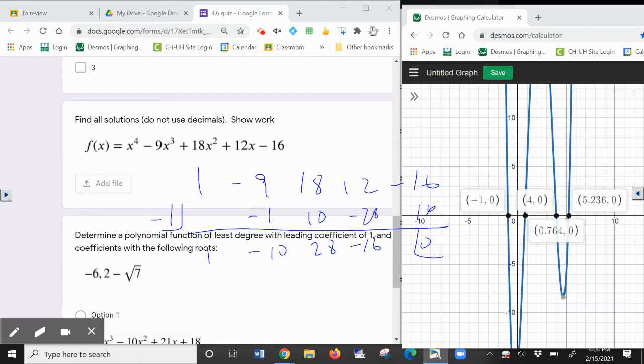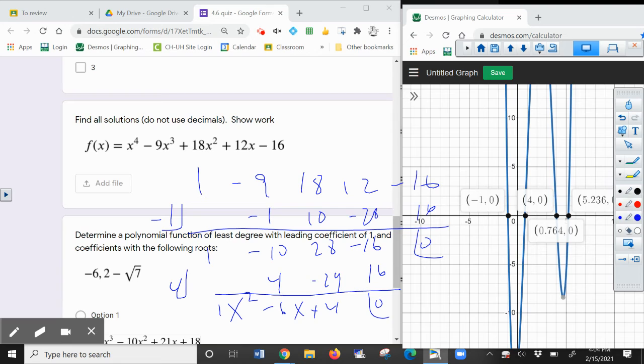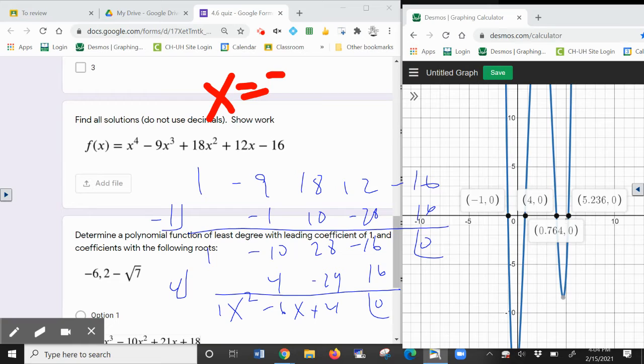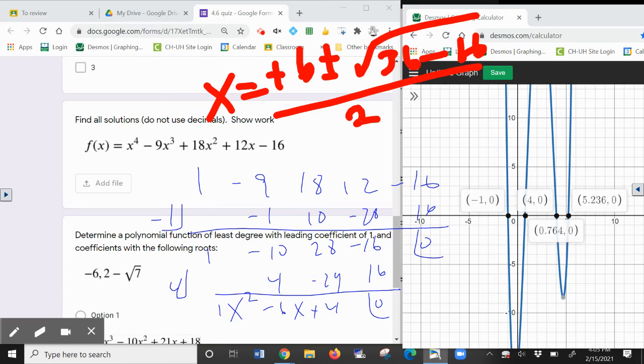All right, and +4, which gives us 1, 4, -6, -24, 4, 16, 0. And that leaves us with x squared minus 6x plus 4. So we're going to get our last two answers by doing the quadratic formula on x squared minus 6x plus 4. So that would be the opposite of 6, which is +6, plus and minus the square root of -6 squared, which is 36, minus 4 times a times c, which is 16, all over 2 times 1.